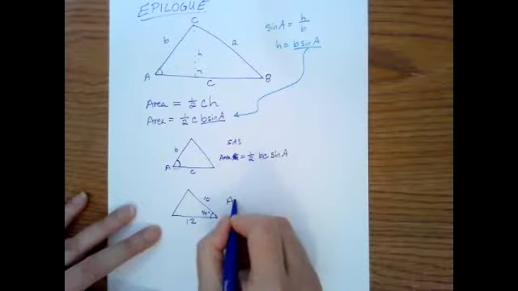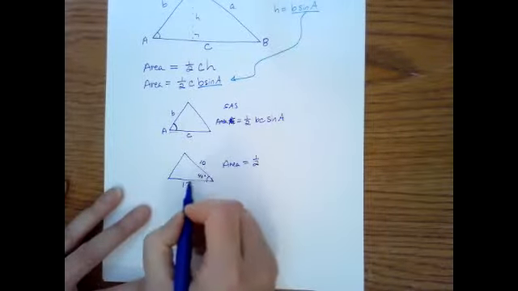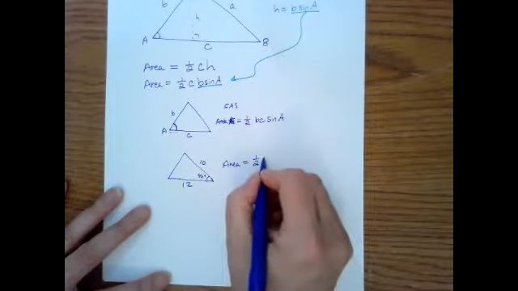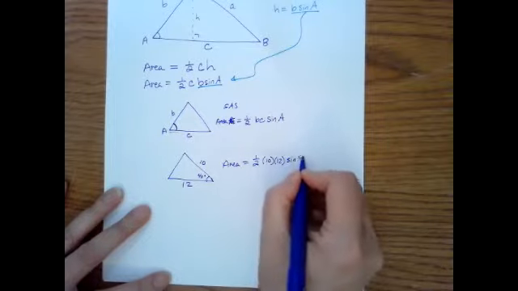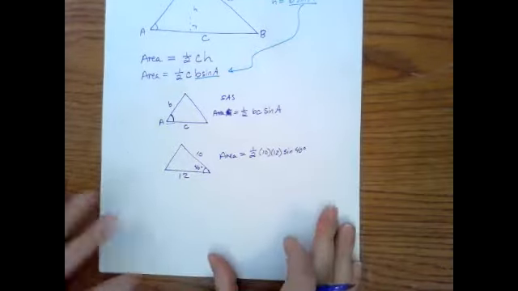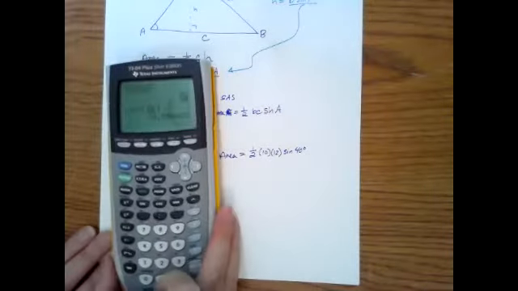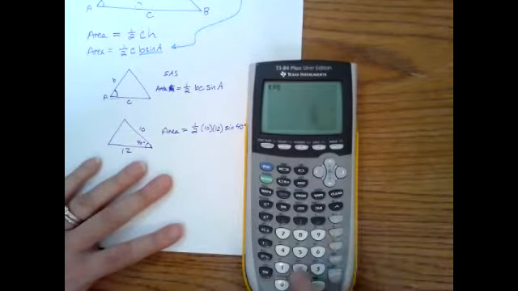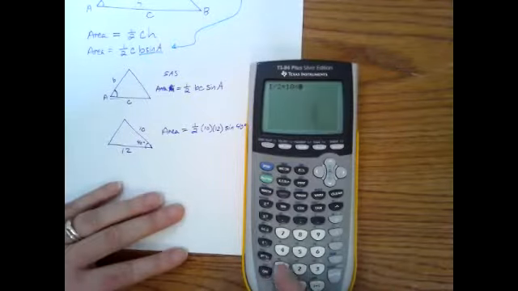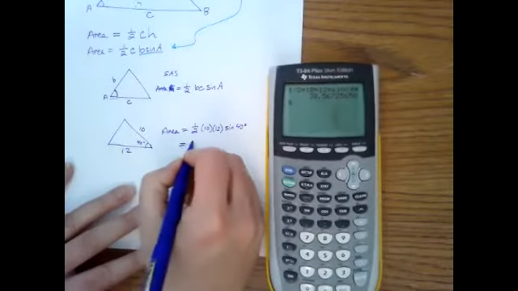Okay, so the area of this triangle is 1/2 the product of the sides, so 10 times 12, 1/2 of 10 times 12, times the sine of the angle they form, sine of 40. Okay, that goes into the calculator, lickety-split. Let's see, clear out our last one. So we've got 1/2 times 10, times 12, times the sine of 40 degrees. 38.567. That's the area of our triangle.